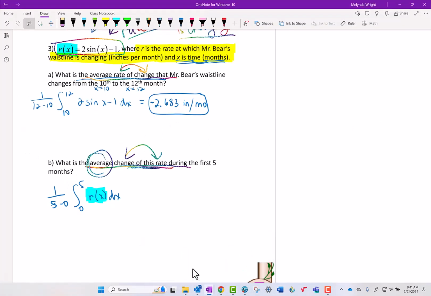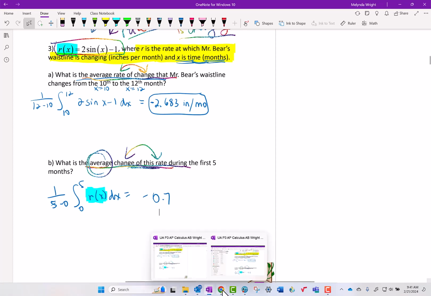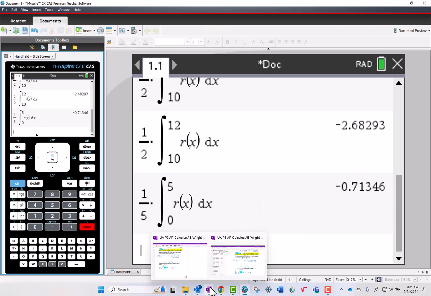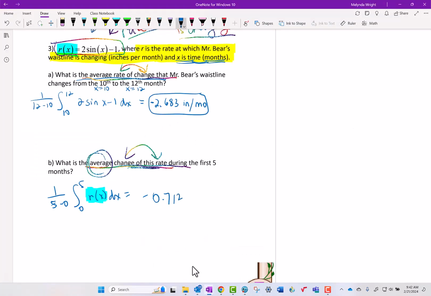All right, so this would be, was it negative 0.7? I missed the other part of it. What was it? 1.3. 7.13. And that would be inches per month.